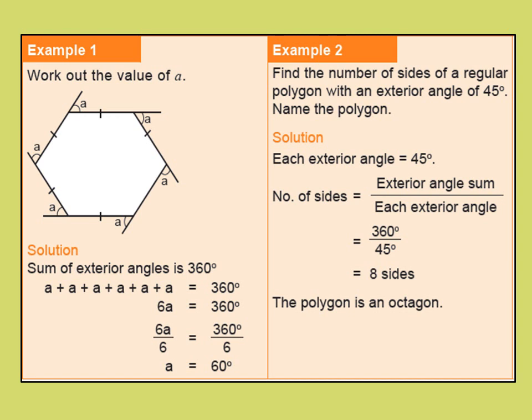In example 2, you're told to find the number of sides of a regular polygon with an exterior angle of 45 degrees, and to name the polygon. Because the exterior angle is 45 degrees, you take 360 degrees, because the sum of exterior angles adds up to 360. So it is 360 divided by the size of one exterior angle, 45 degrees, and that will give you 8 sides. The name of an 8-sided polygon is an octagon.